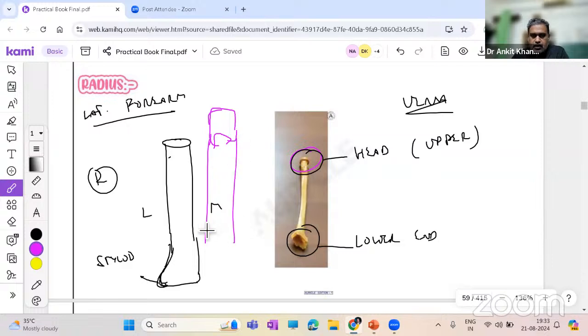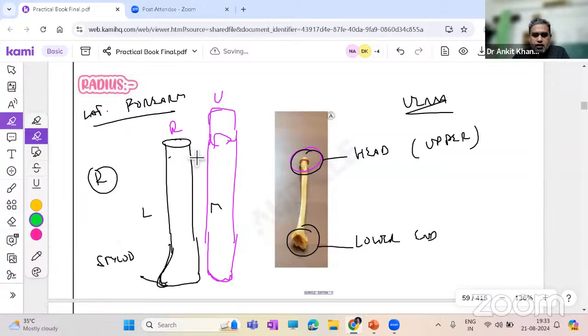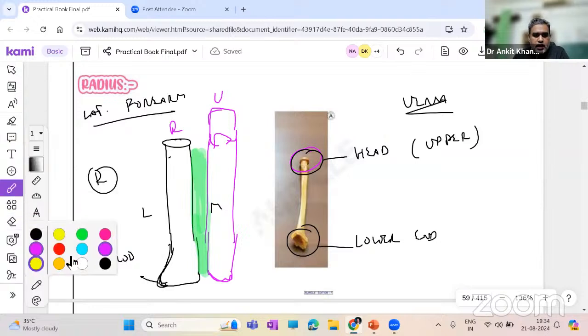We have the ulna. Ulna will have an expanded upper end and a smaller lower end. So this is radius, this is ulna. In between both of them, we have an interosseous membrane over here. Therefore, the interosseous membrane will attach to both radius as well as ulna.